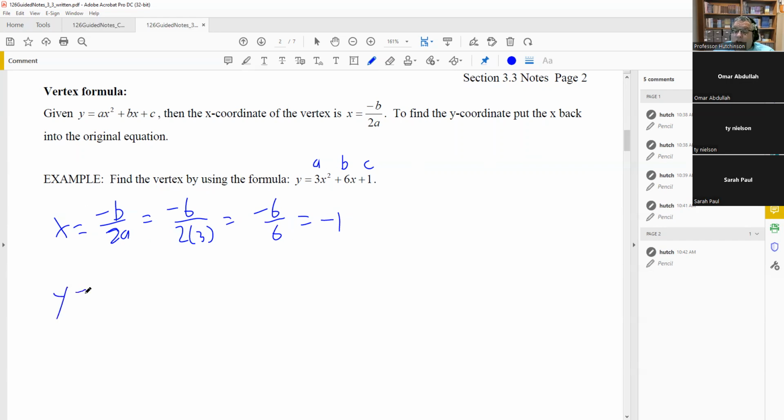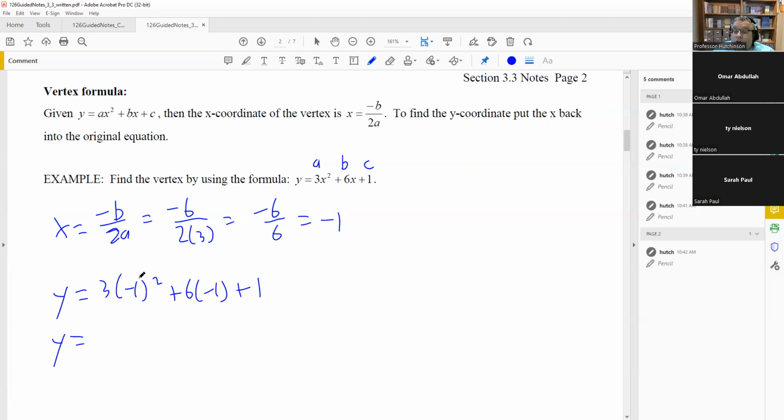Next, we want to find the y value. To do that, you're just going to take our answer of negative 1 and plug it into the x's. So 3 times negative 1 squared plus 6 times negative 1 plus 1. We'll do that, and we're just going to simplify this to get the y value.